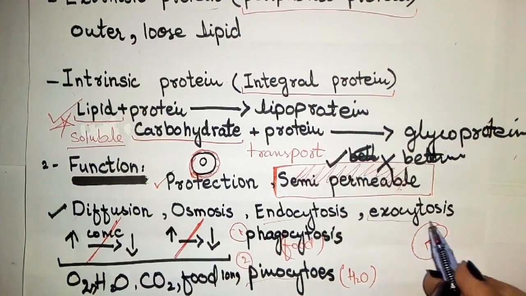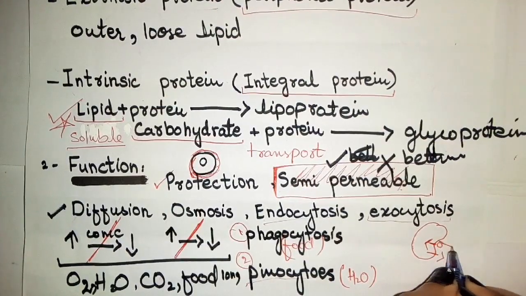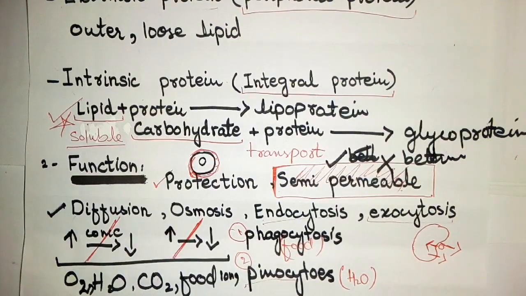When we move toward exocytosis, it is the exit. When this food substance is going outside the cell, it is the exit, or exocytosis, of your cell membrane. Cell membrane is a most important and essential component.